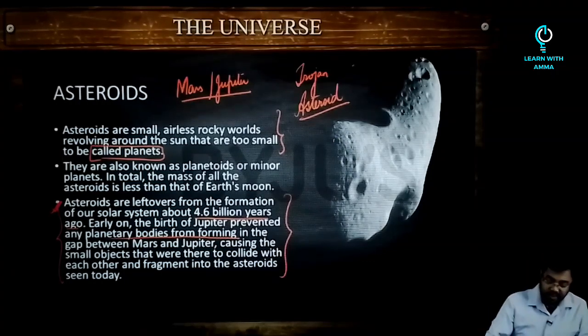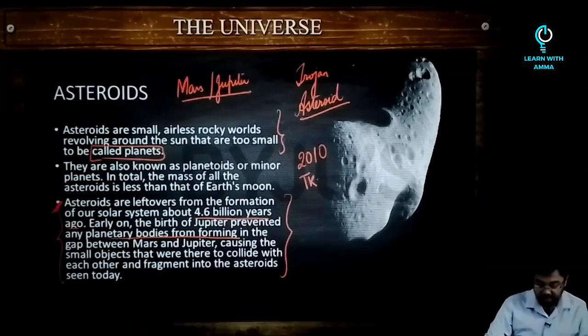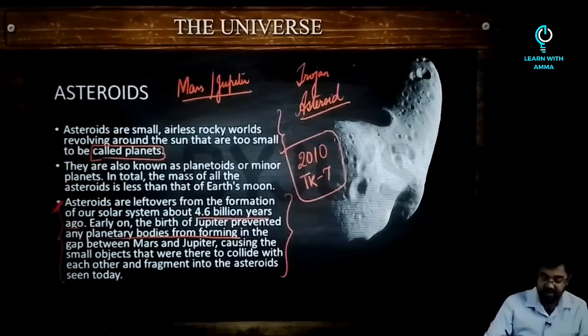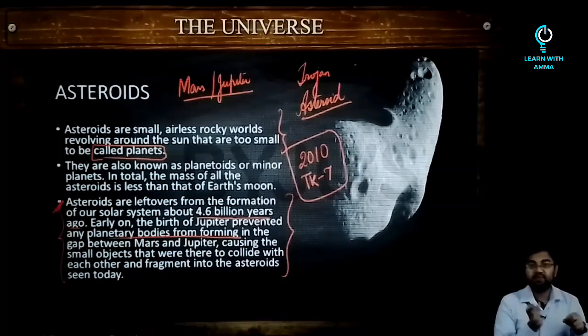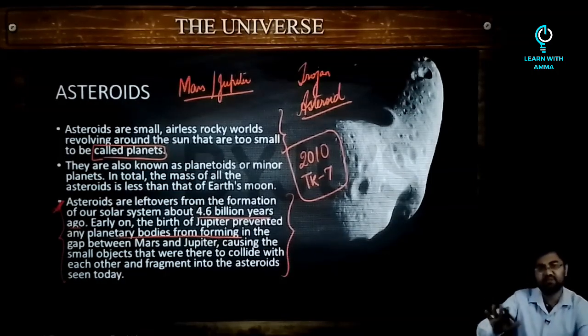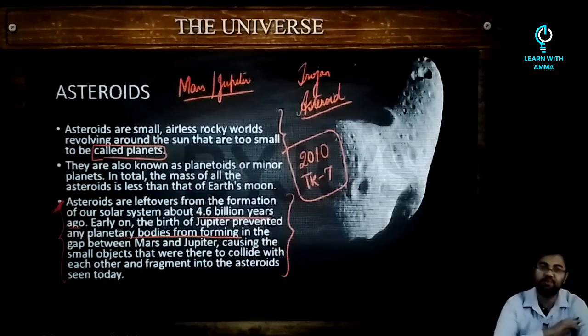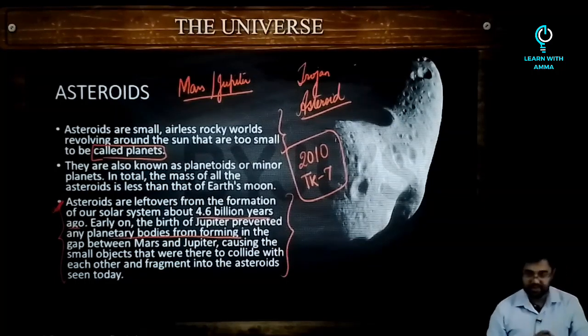For example, Earth has a Trojan asteroid called 2010 TK7. This is a Trojan asteroid of the Earth. It is associated with the orbit of the Earth around the Sun. How that happens, we'll discuss a little later, once we start the space technology, the second part of this module. So this is what asteroids are.